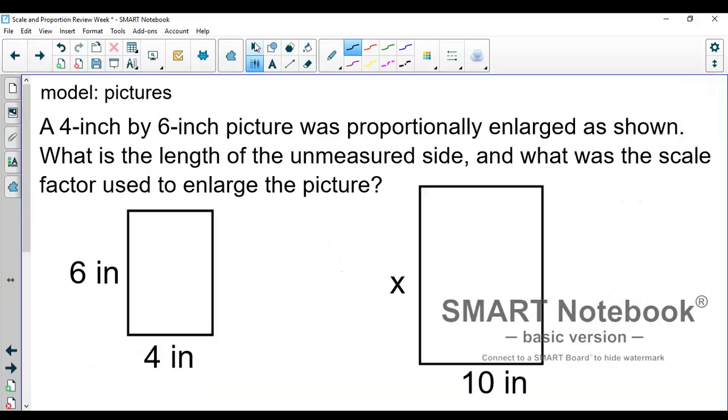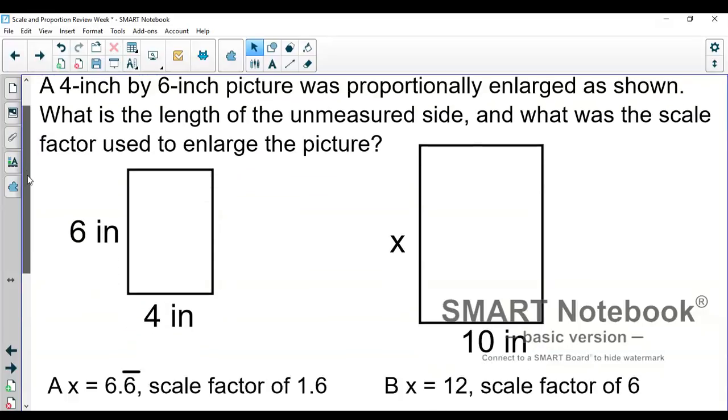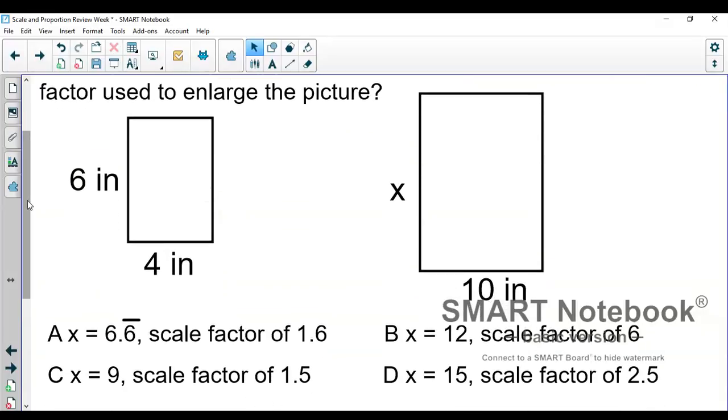So today we are going to continue to work with scale. And on your sheet, you are going to take down these two examples, and then you'll try a couple on your own. It says a 4-inch by 6-inch picture was proportionally enlarged as shown. What is the length of the unmeasured side? And what was the scale factor used to enlarge the picture? So the first thing you should do right now is pause this tape and draw these two rectangles into the box.